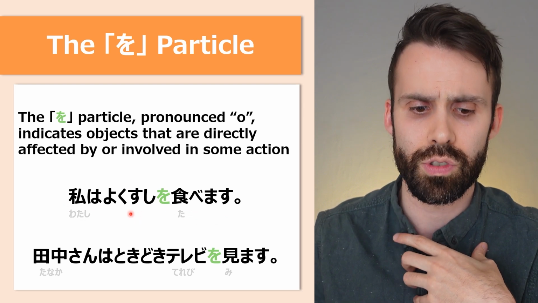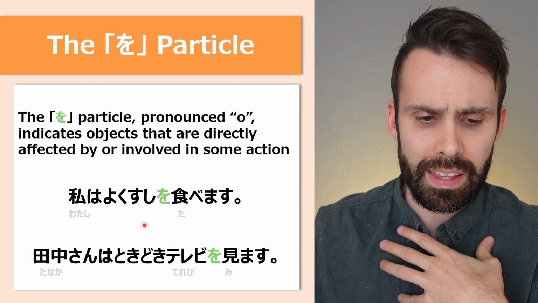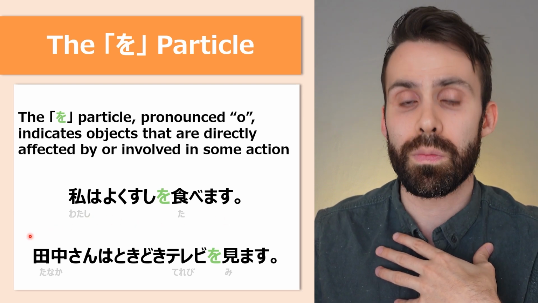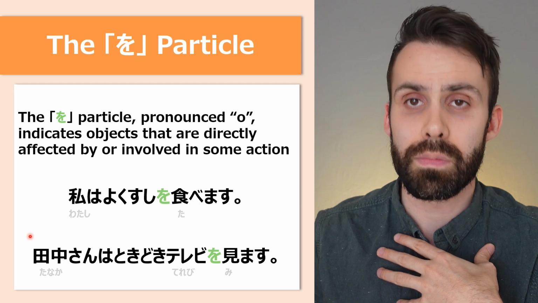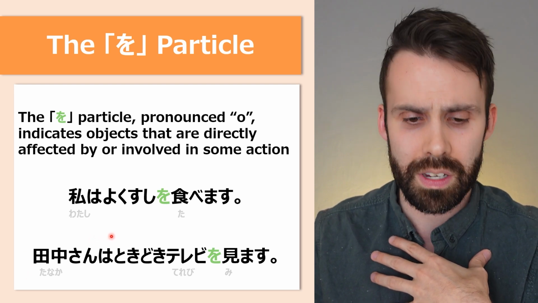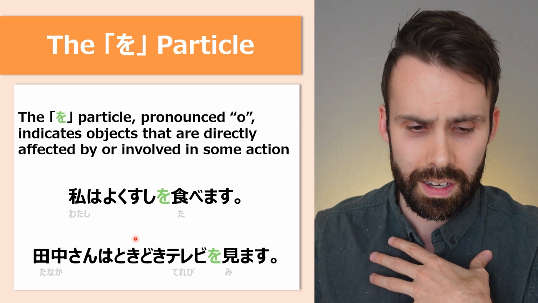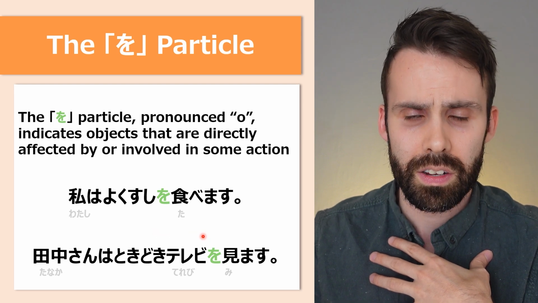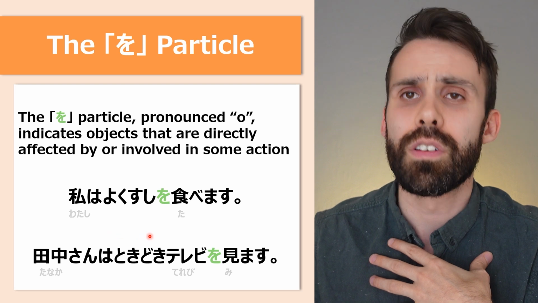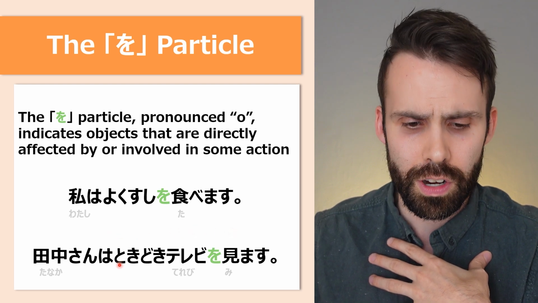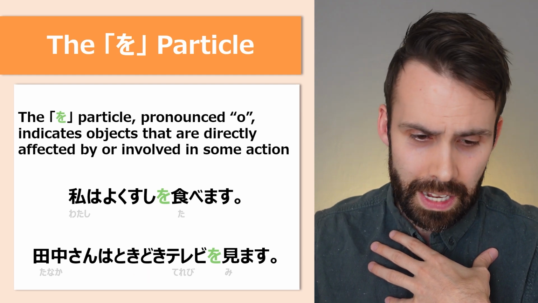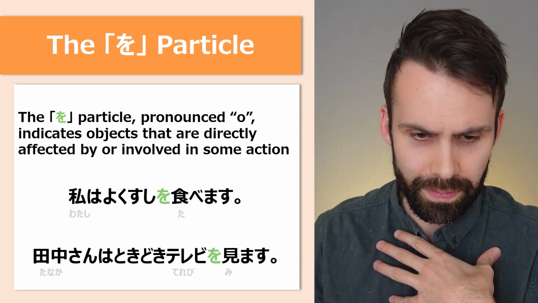I often eat sushi. And then we can also say, Tanaka-san wa tokidoki terebi o mimasu. So Tanaka-san, Mr. Tanaka, speaking of him, tokidoki, sometimes, terebi o mimasu. So Tanaka-san sometimes watches TV. And here we have another fun word, sometimes being tokidoki, which is just fun to say, and not naughty at all, which is great.